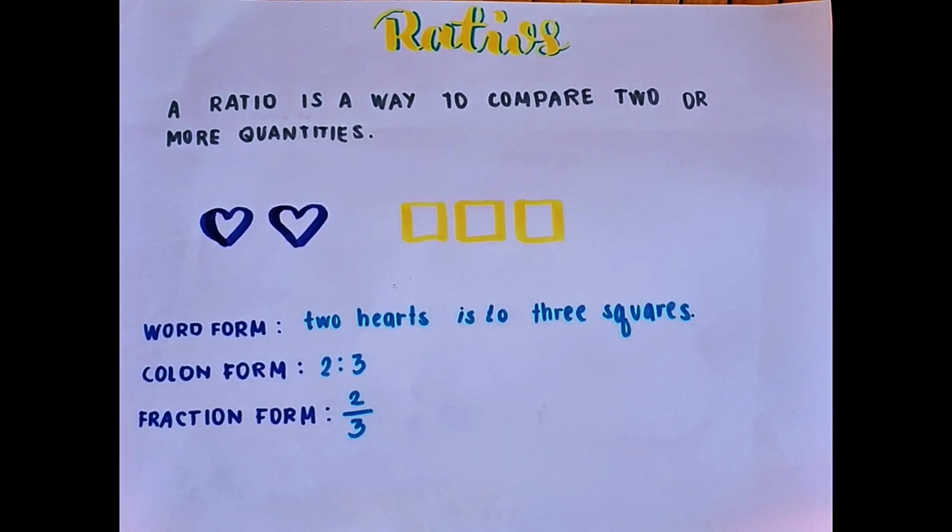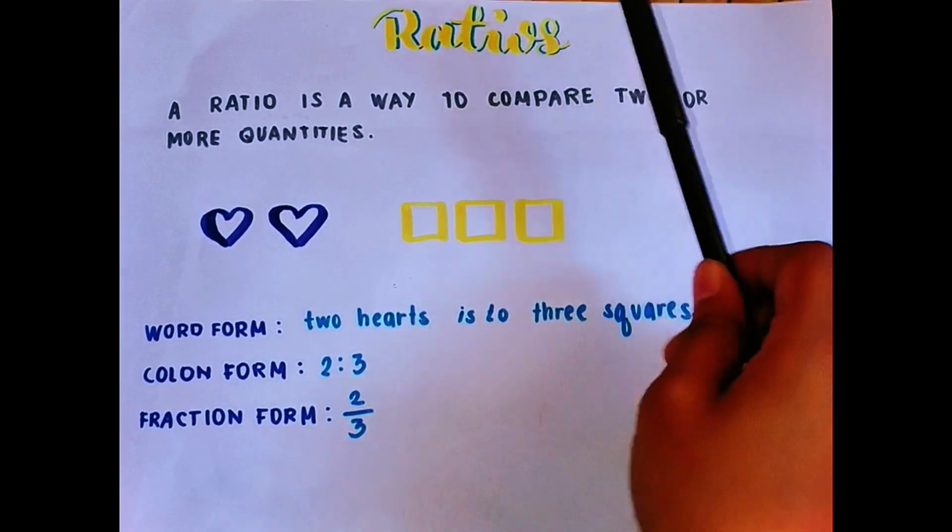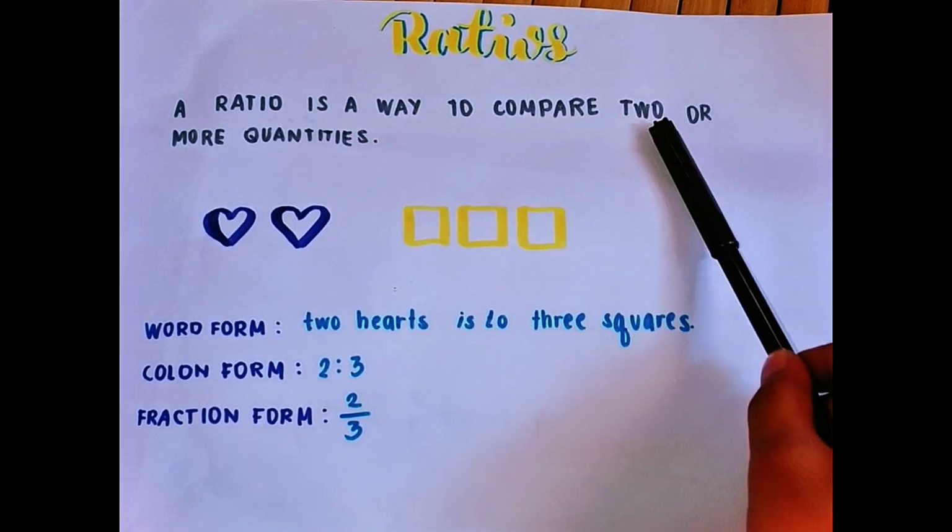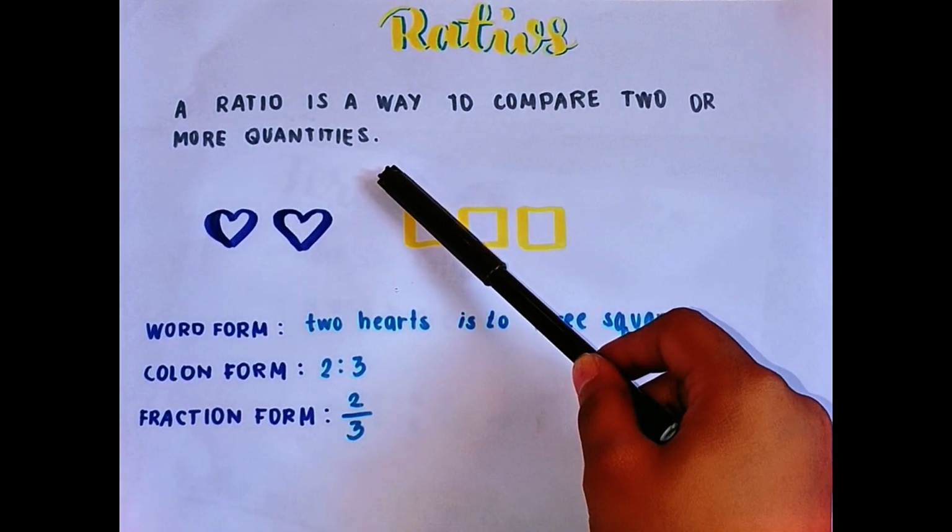Hi everyone! Today, we're mastering ratios and proportion. Let's start with the basics. What is a ratio? A ratio is a way to compare two or more quantities.